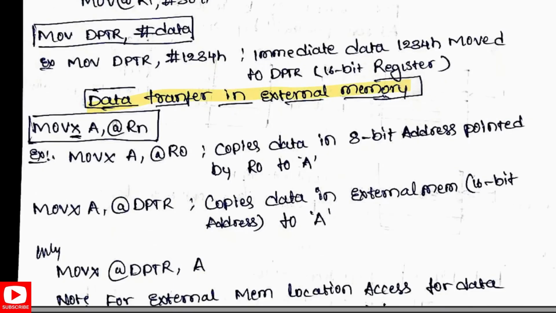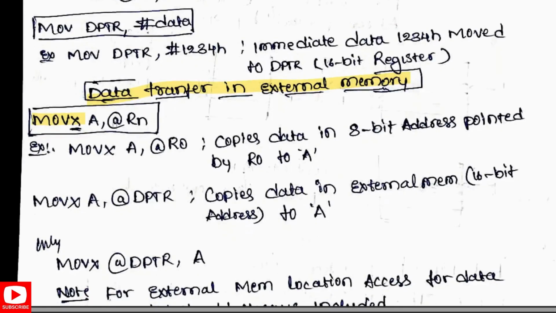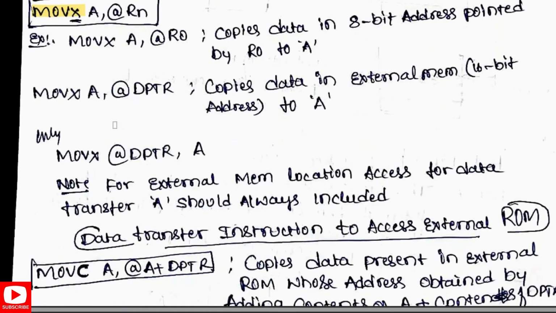For external memory, as I said before, we are going to use MOVX. MOVX A, @R0 means it copies the data from the 8-bit address pointed to by R0 to A. MOVX A, @DPTR means it copies the external memory data, that is the data at the address in the DPTR, to A. Similarly you can write some other instructions, @DPTR, A can also be written. So for external memory access for data transfer, A should always be included. You cannot directly move to the register.